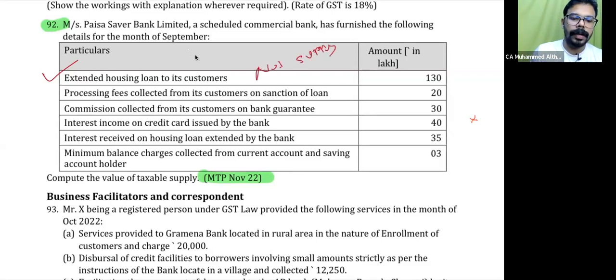Why? Extending loan, how it becomes supply? It is just a transaction of money. You're giving the money, you are actually getting it back. So that is not supply. That interest is a supply. So this is actually not supply. That is the reason. It is not taxable, not exempted. Clear? If you write the answer as exempted, you will lose marks. Definitely you will lose marks. Are you getting, everyone?